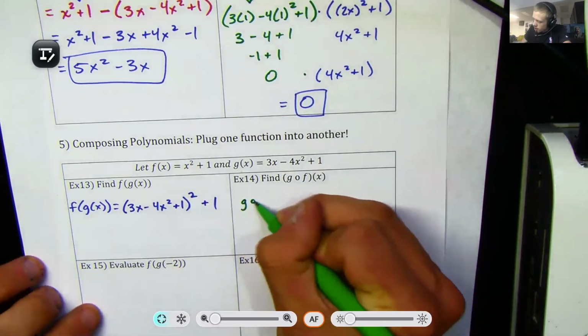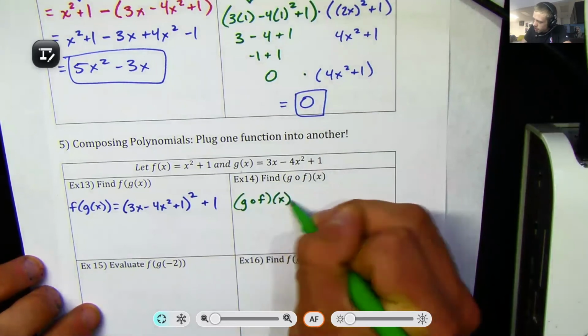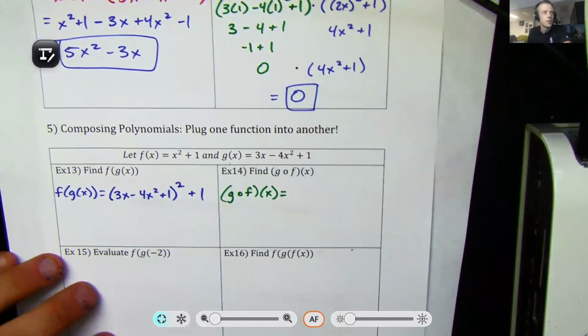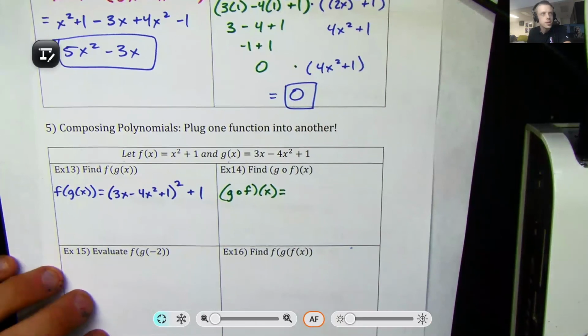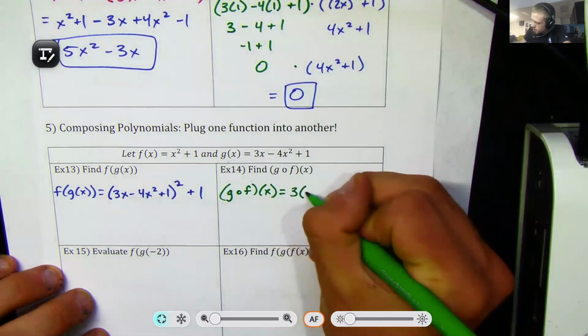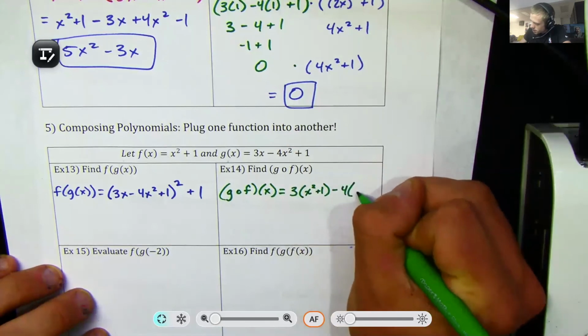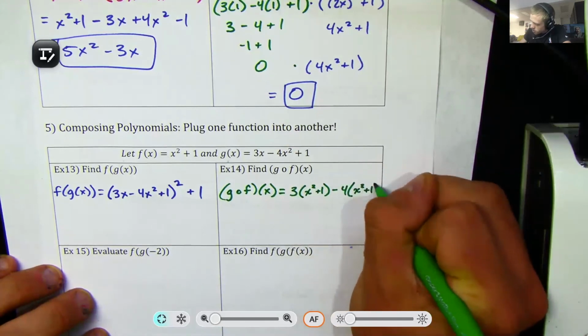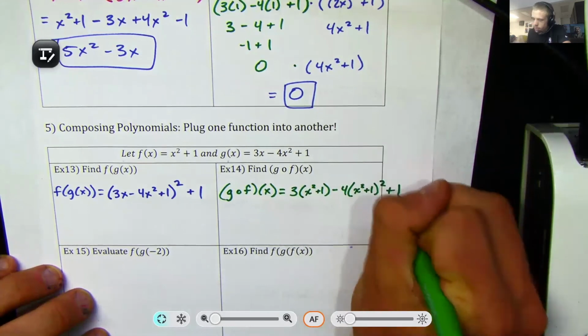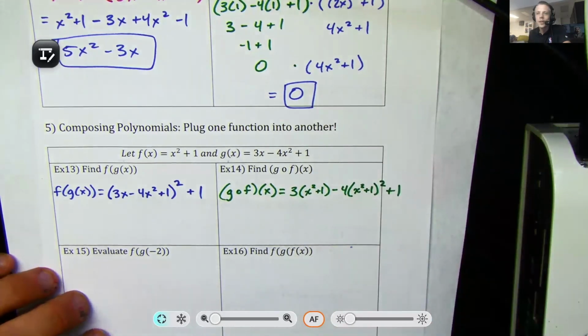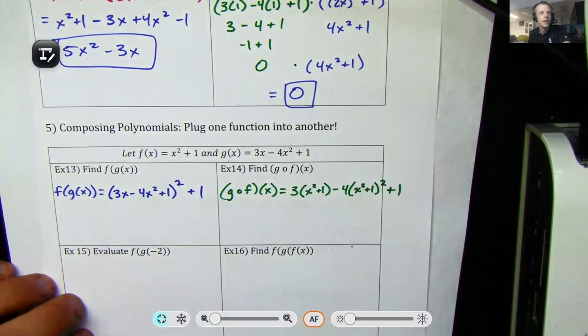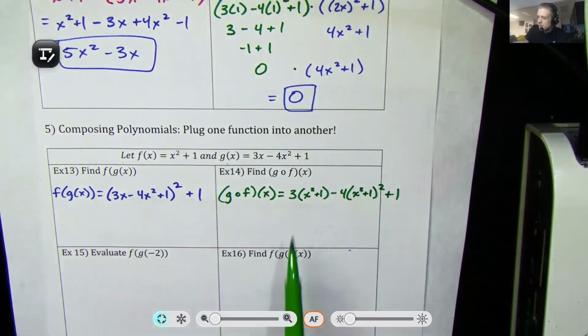So g of f of x will be equal to, oh, this is going to get ugly really quick. Moon, you should have made more room in these notes. Okay, so let's go ahead and do it. We are going to have 3 times x squared plus 1 minus 4 times x squared plus 1 squared plus 1. All right, so hopefully that makes sense. We just took that and plugged it in. On a test or something, I would expect you to know how to simplify this, and we might even do it during our Zoom call, but I'm going to leave it there for now.